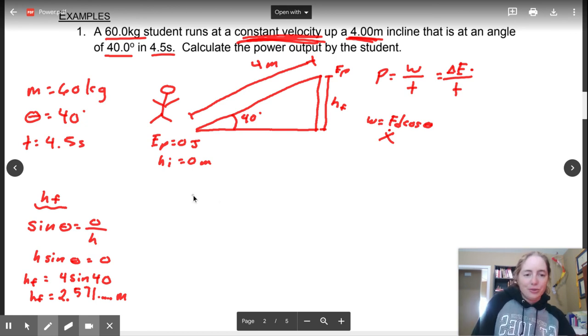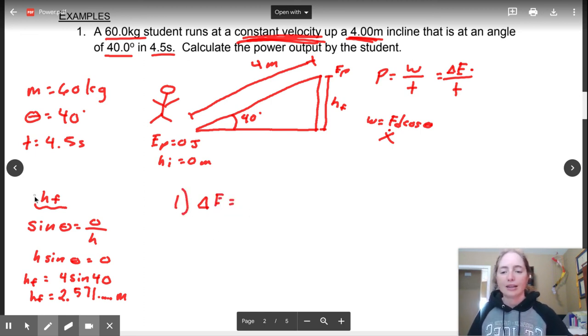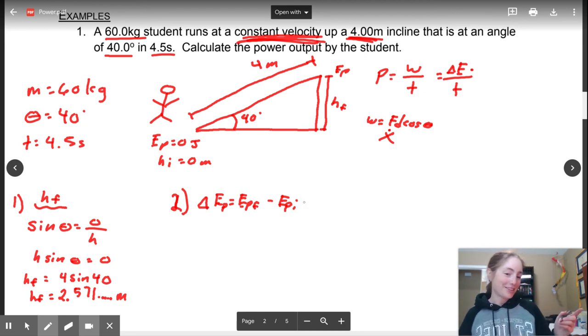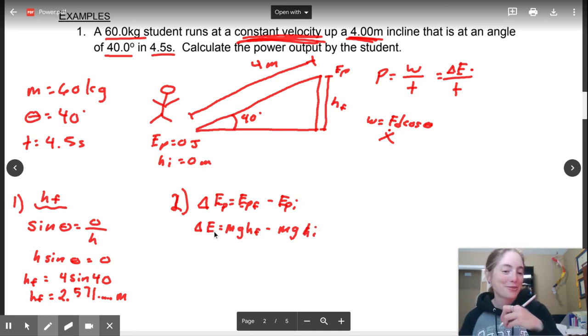So what I'm going to need to do is calculate my change in energy first. So let's do that, and then we can plonk that into our power formula after. This would be step 1, and then that would be step 2. So my change in energy, in this case, remember, it's potential energy, is going to equal EP final minus EP initial. Remember that according to your data sheet, EP is mg delta h. So the change in energy is going to equal mg h final minus mg h initial.